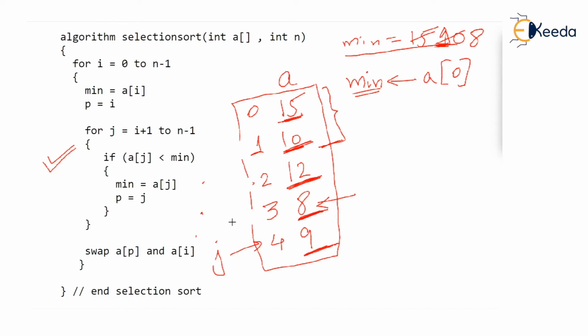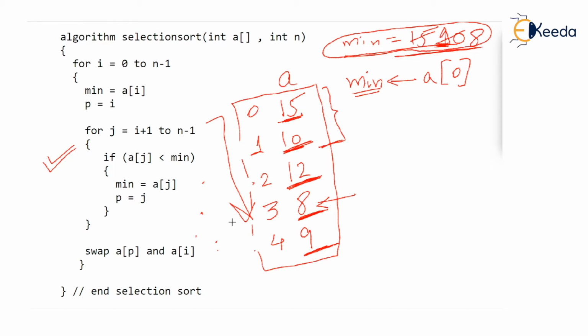No, minimum is 8 and aj is 9. So 9 less than 8 is false. So min should remain 8, correct or not? After that, we will not increase j anymore because we have reached the last place of the array. So we have checked the entire array and we have found out that whatever is the value of min is really the minimum.